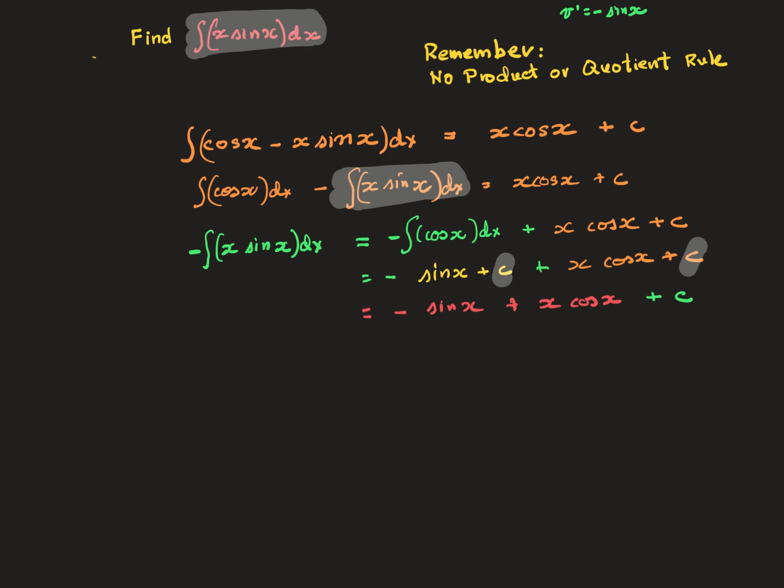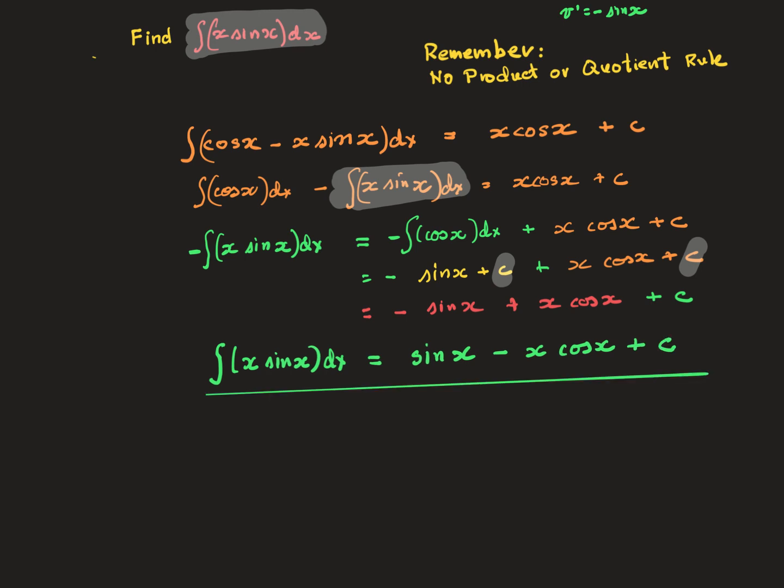Now we also have a negative sign over here, which we really need to get rid of. So we can do that by changing the signs on the other side. And that will be sin x negative x cos x plus c.